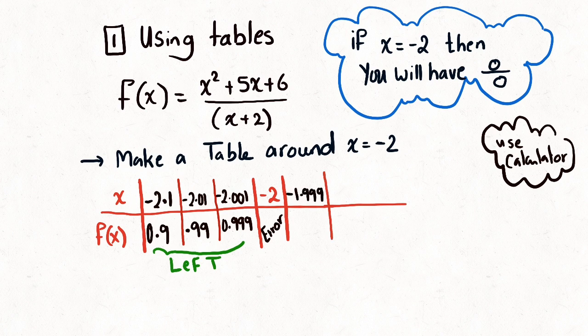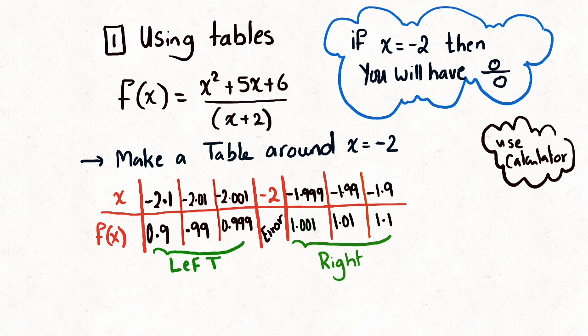If you substitute x equals -2 directly, you will have a problem. You will have an error. There is no limit. But by using the table, you will notice from left and right, the value will approach 1. This is why we can say that the limit of f of x as x approaches -2 will be 1.